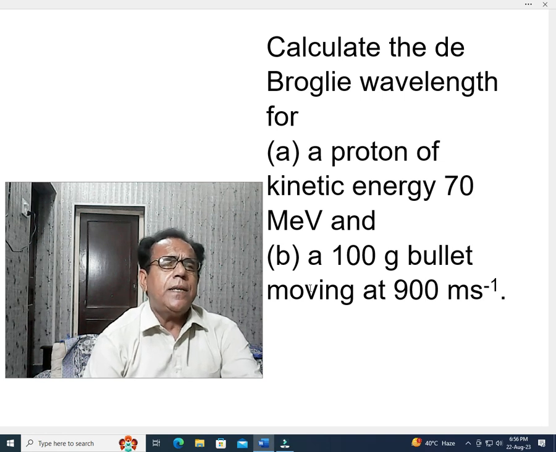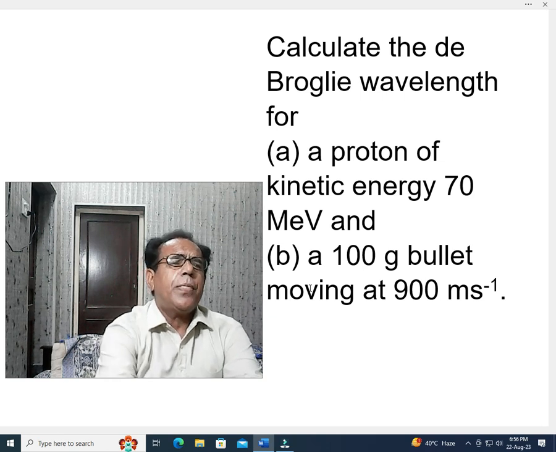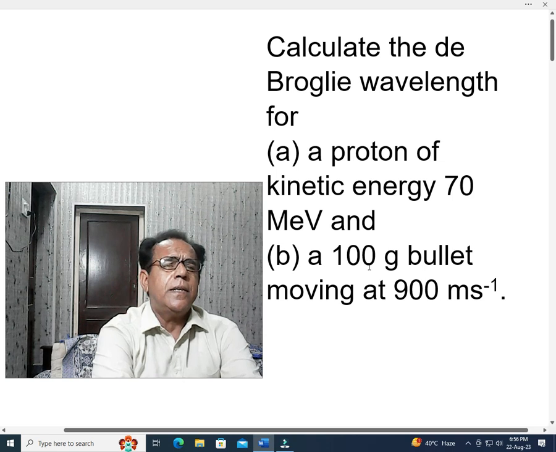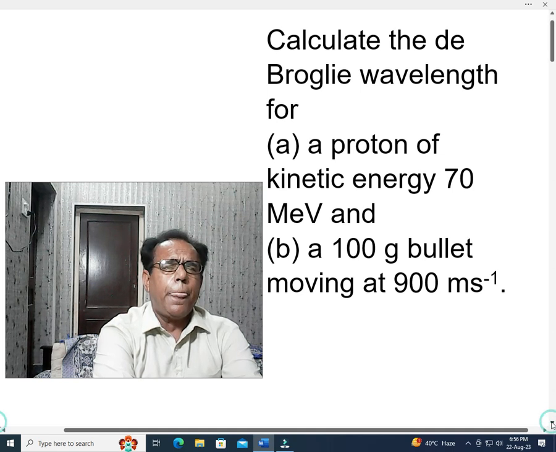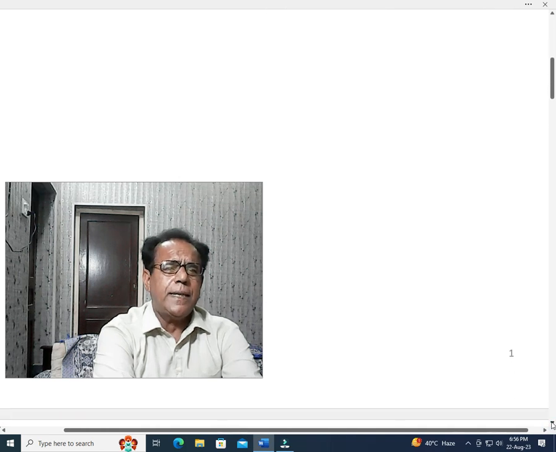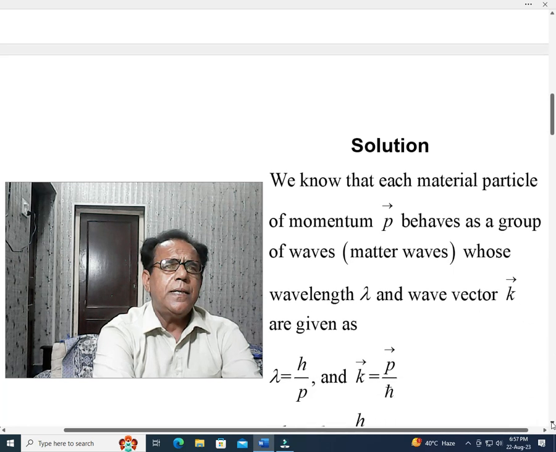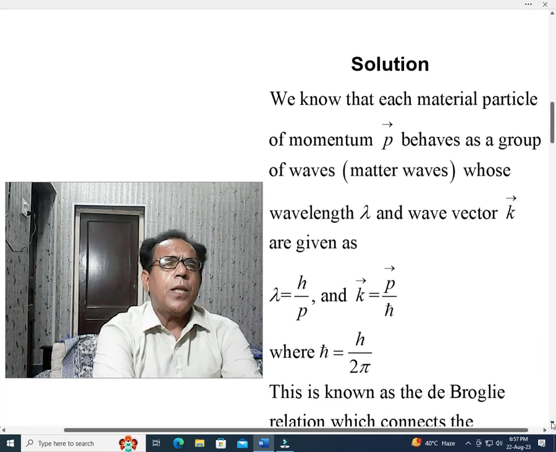Here 100 gram is equal to 100 divided by 1000, equal to 0.1 kilogram. We will use 0.1 kilogram instead of 100 gram. So quite easy. We have to find the de Broglie wavelength in part A for a proton of kinetic energy 70 MeV, and in part B for a 100-gram bullet moving at 900 meters per second. In part A kinetic energy is given, in part B velocity is given. Solution.